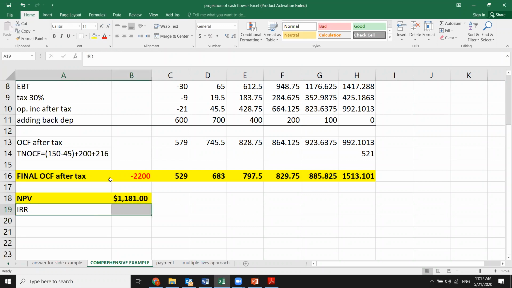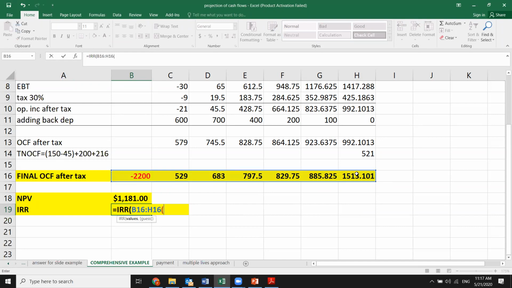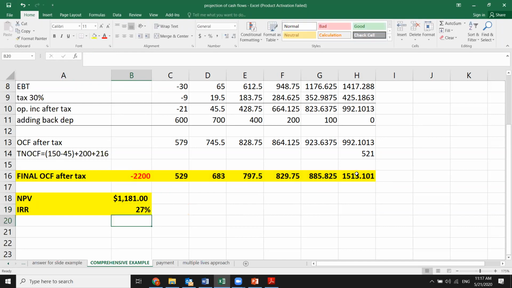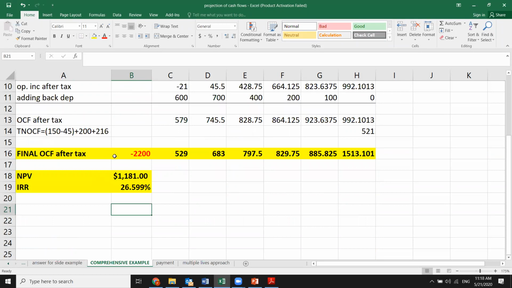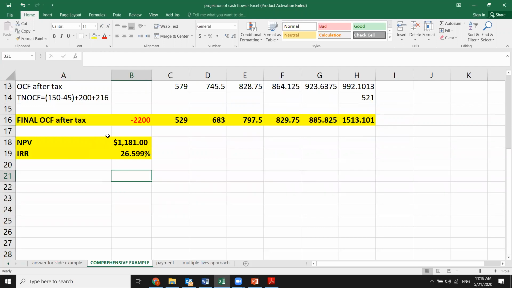And IRR, let's calculate it. It's not 20, but it's rounded. But if you make the things up, okay, 26.59%. So according to this, we will accept the project, actually, the expansion project. This is called a kind of expansion project. So this is an expansion project. We're going to accept this project.